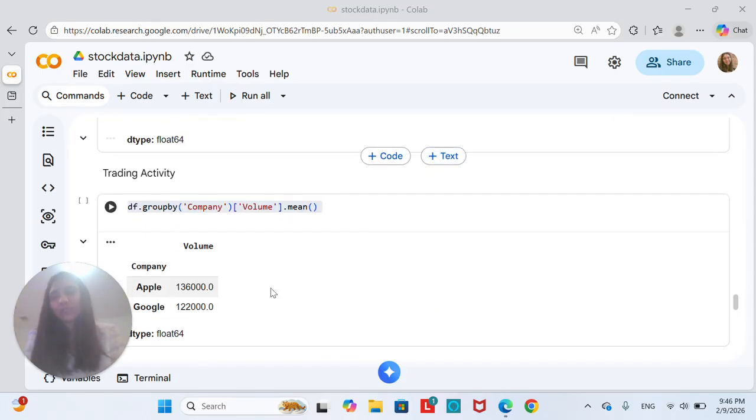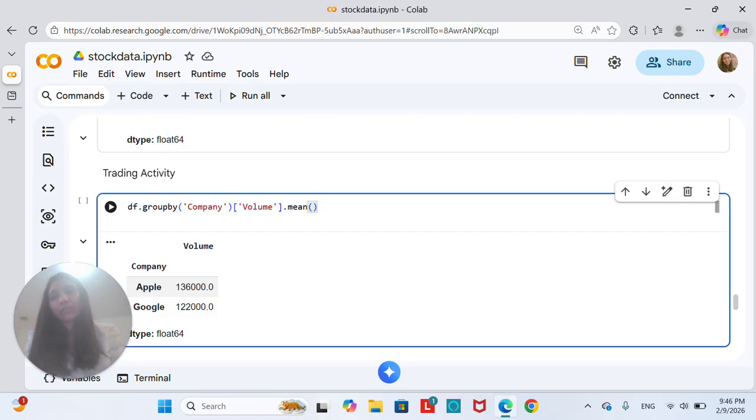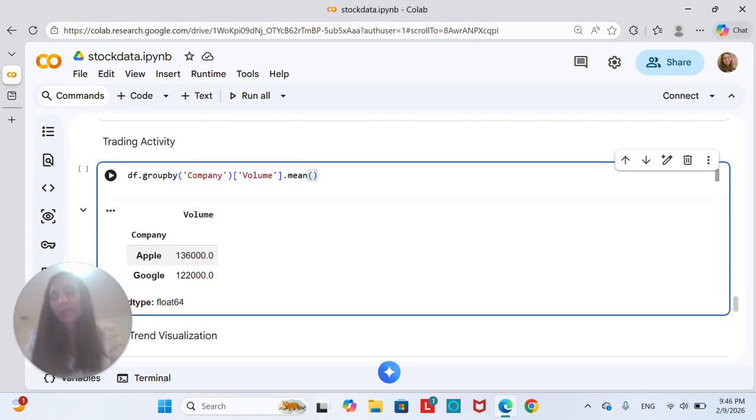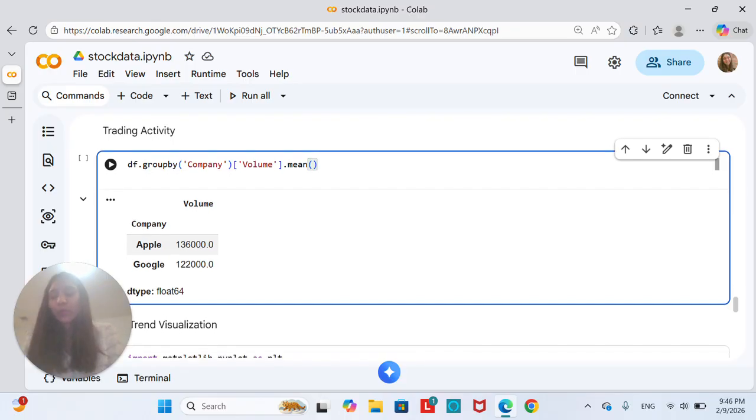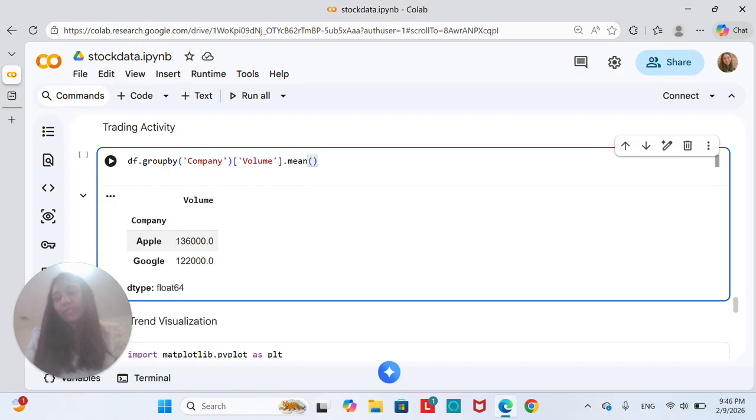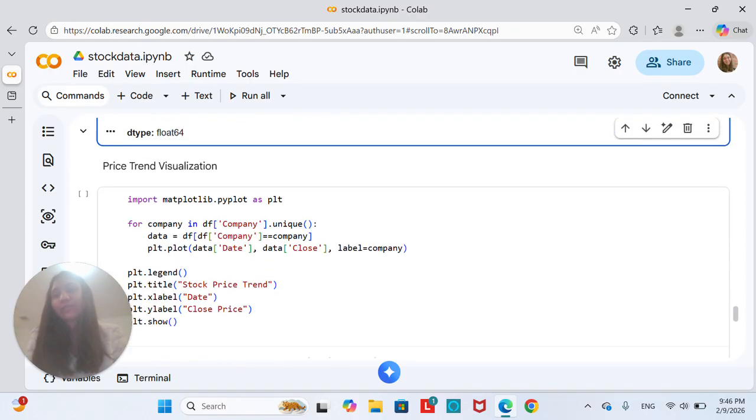Then we look at the trading activities, and for that we just get the volume. It means how many stocks are bought or sold on that particular day for that particular company. We use the mean of the volume for each company, and we just compare that.